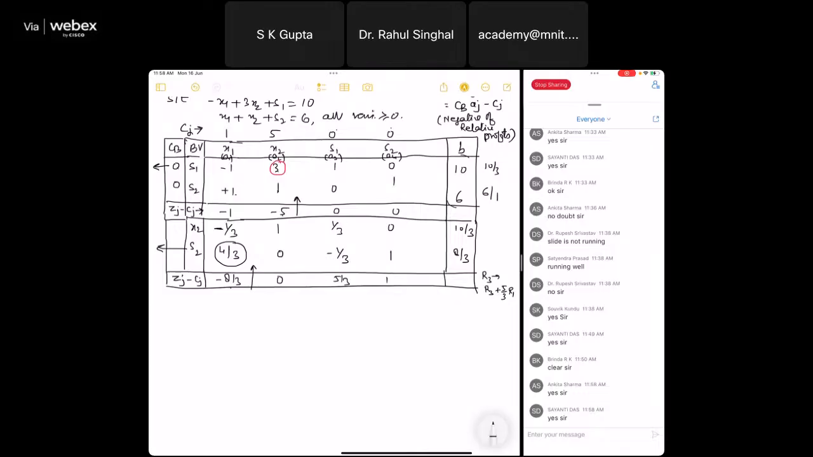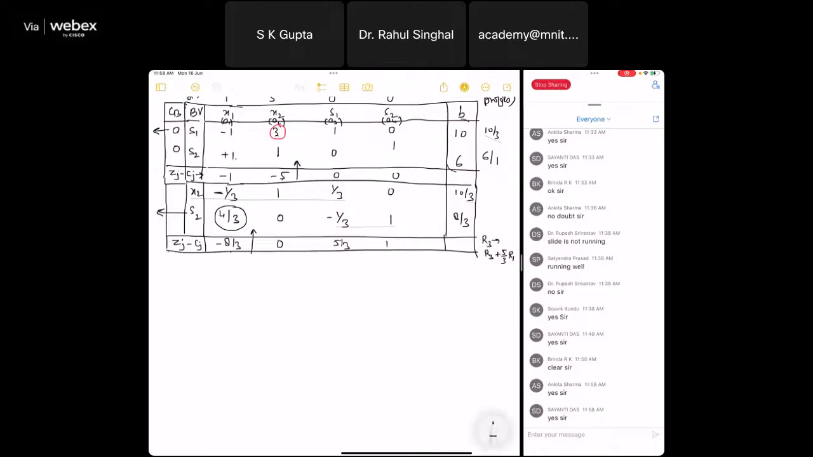So what is the pivot element? 4 by 3. So what is your next table now? And I hope that it is the optimal table.